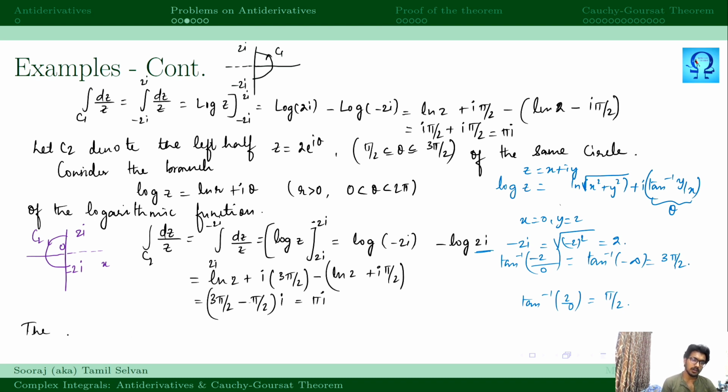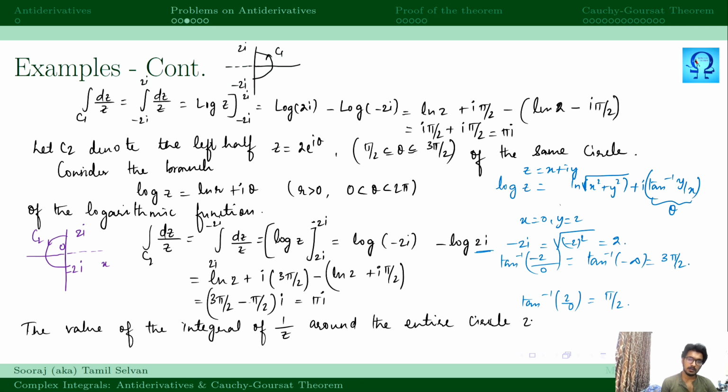Now let us find out the value of the integral of the function 1 upon z around the entire circle C, which is C1 plus C2. It is integral over C dz upon Z, which is integral over C1 dz upon Z plus integral over C2 dz upon Z, which is pi I plus pi I, which turns to be 2 pi I.